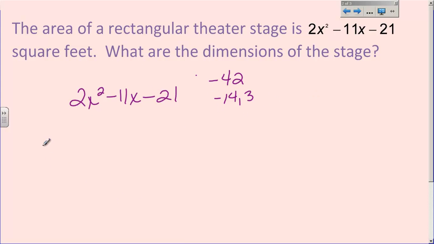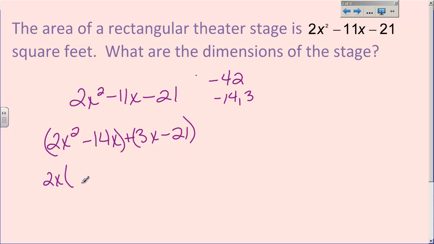So I'm going to rewrite this and break up that middle term into its two parts. So I have 2x squared minus 14x plus 3x minus 21. And then I'm going to group and factor. Right here, the greatest common factor is going to be 2x, which leaves me with 1x minus 7. Plus, my greatest common factor here is going to be 3, which leaves me with 1x minus 7. And so my two factors here are going to be x minus 7 and 2x plus 3.